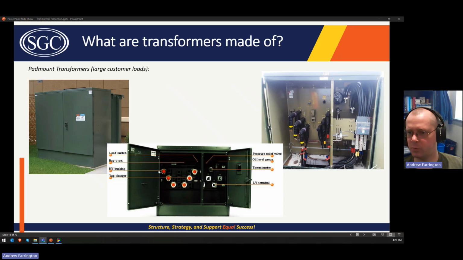Inside one compartment will be the high voltage bushings. This is showing that this has a no de-energized tap changer or no load tap changer. Then you've got the low voltage terminals on this side. This particular transformer also has a thermometer, oil level gauge, and a pressure relief valve. And then this is kind of another view of the inside of one. They'll have typically a foundation that has a hole in the middle, and that'll be where the underground cables go. So these are the high voltage connections, and then these are the low voltage connections here going down into the building.